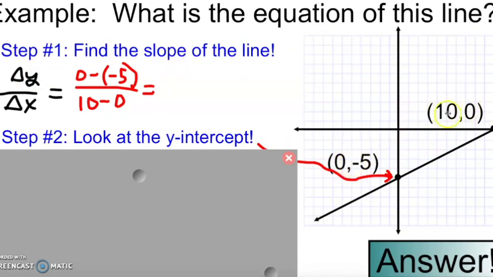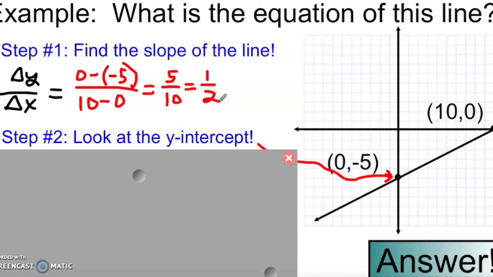I'm just going to use this point to start with. I'm going to do the difference of my y's first. My y is going from 0 to -5, so I'm going to go 0 minus -5, and 0 minus -5 is 5. Now I'm going to take a look at my x's. My x is going from 10 to 0, so I'm going to take 10 minus 0, which is 10. So my slope is 5 over 10, but I can simplify that fraction. 5 over 10 simplifies to 1 over 2.